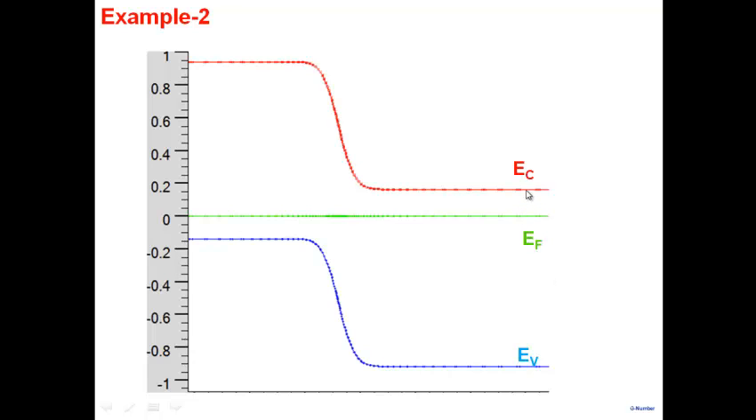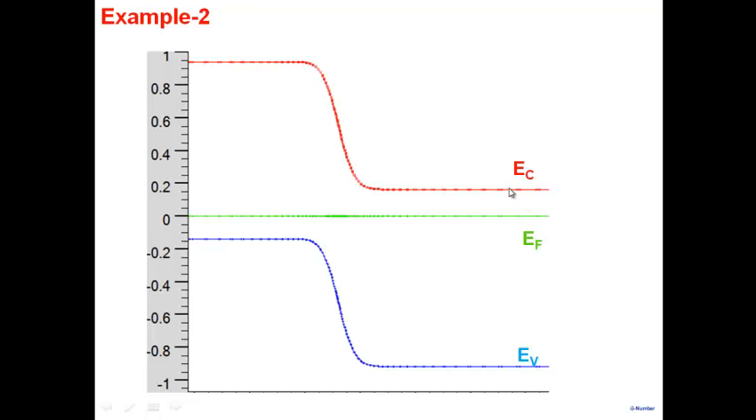See, EF is very close to EC, right? EF very close to EC means what? N-type. N-type meaning a lot of electrons. And EF is very far from EV, so very few holes. So here is a material which is rich in electrons, a very high concentration of electrons, and very few holes.